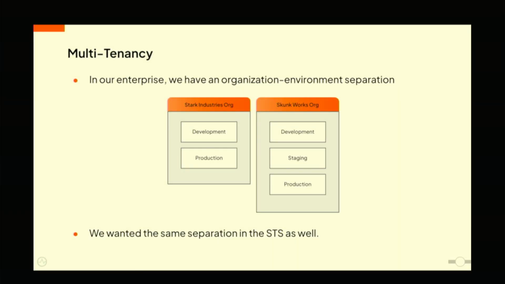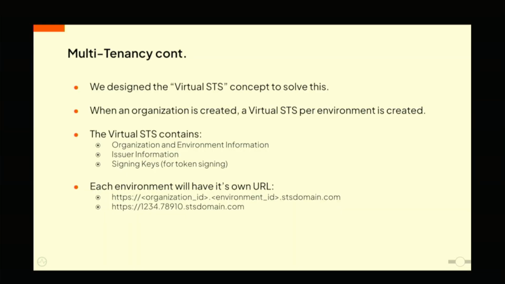Right, and then multi-tenancy. In our product, we have support for tenancy, right? The tenancy was supporting organization environment separation. For example, the Stark Industries organization has 2 environments, development and production. But the Skunk Works organization has 3 environments: development, staging, and production. So we want to keep this same separation in our STS as well. Spring Authorization Server didn't support this at that time.